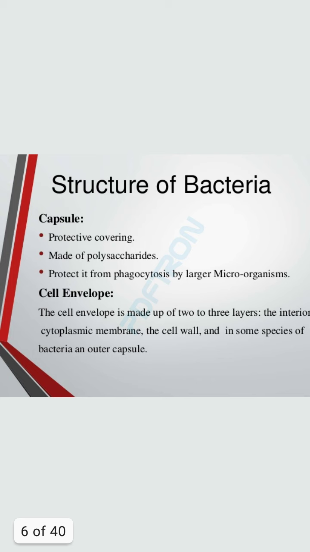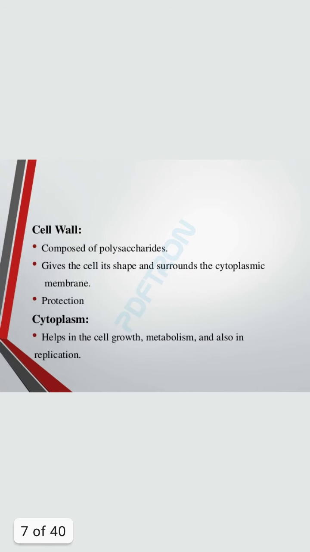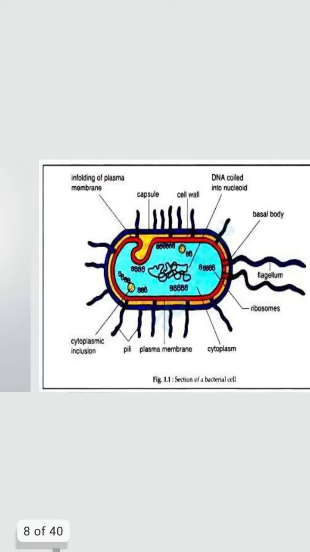Structure of bacteria: capsule. The capsule is a protective covering made of polysaccharides that protects the cell from phagocytosis by larger microorganisms. The cell envelope is made up of 2 to 3 layers: the interior cytoplasmic membrane, the cell wall, and, in some species of bacteria, an outer capsule. The cell wall, composed of polysaccharides, gives the cell its shape and surrounds the cytoplasmic membrane. Cytoplasm helps in cell growth, metabolism, and also in replication.